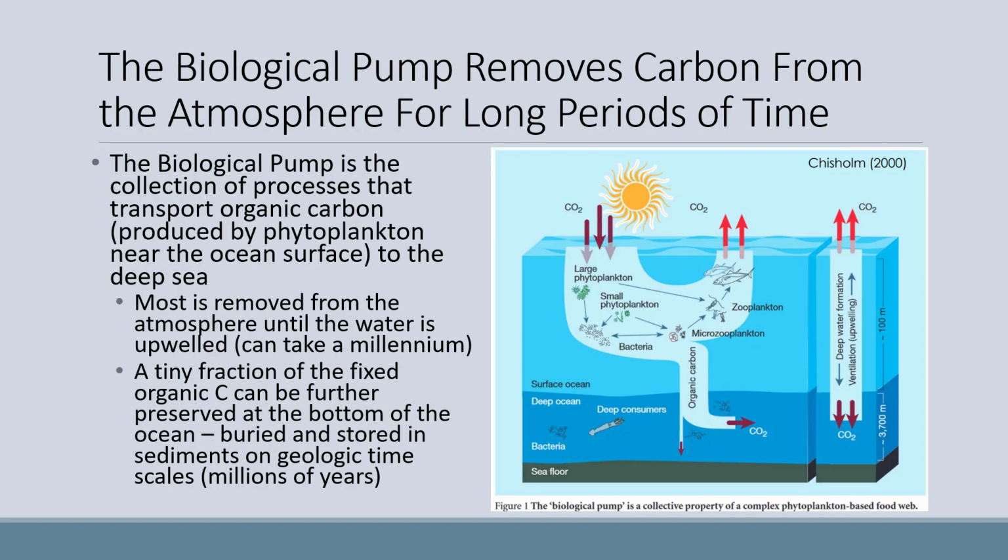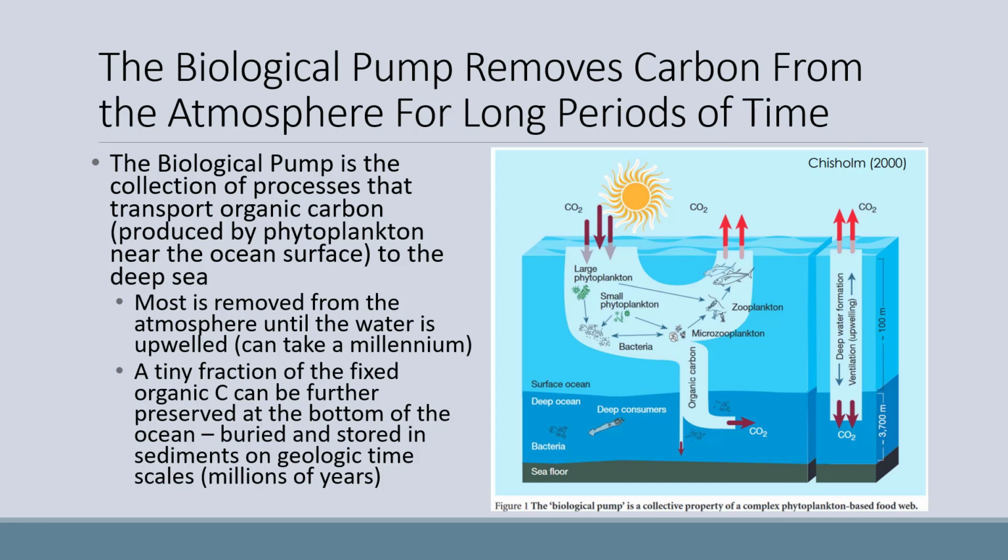Phytoplankton are at the base of all food webs and are at the core of the biological pump. The biological pump is the collection of processes that transport organic carbon produced directly or indirectly by phytoplankton near the ocean surface to the deep sea. You can see from the image all the trophic interactions, and some organic matter is respired and makes more CO2.